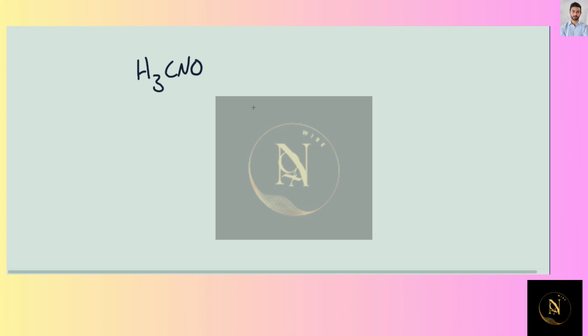Okay, we need to draw the Lewis structure for H3CNO. We're told that the hydrogen atoms are all bound to the carbon, and that the C and O atoms are both bonded to the nitrogen, as shown. The question is, what are the shapes around the C and N atoms? Essentially, they're describing the structure of nitrosomethane.